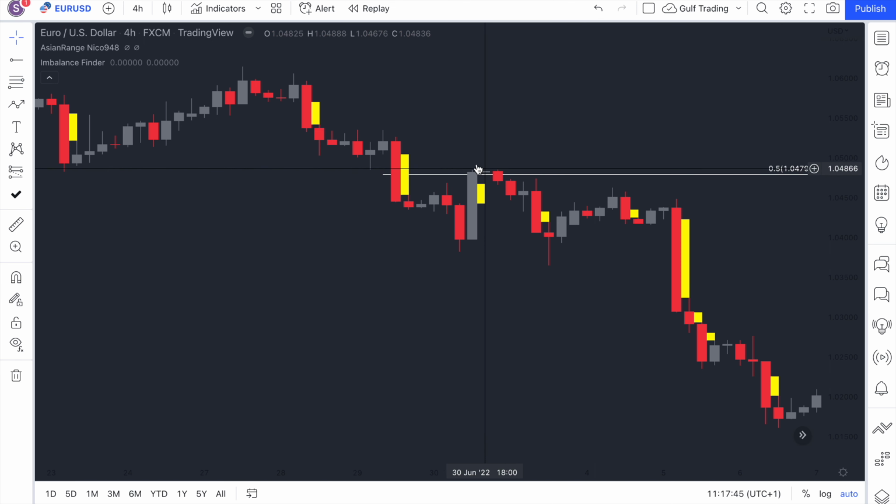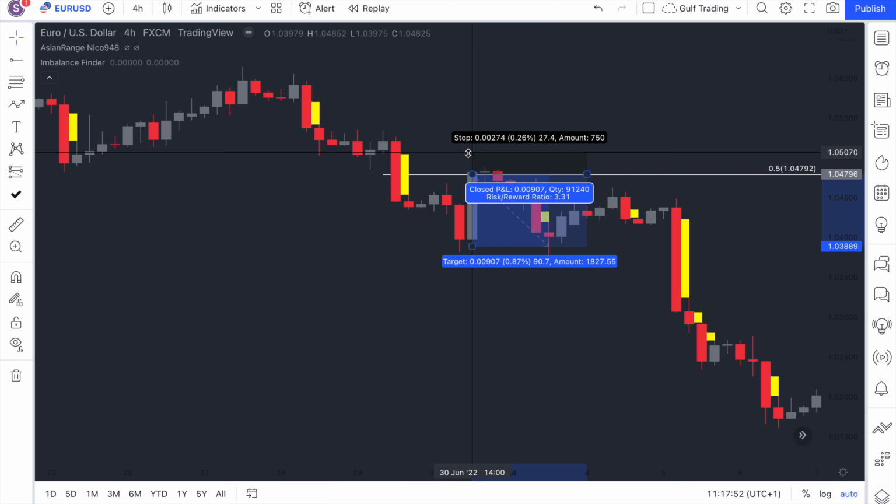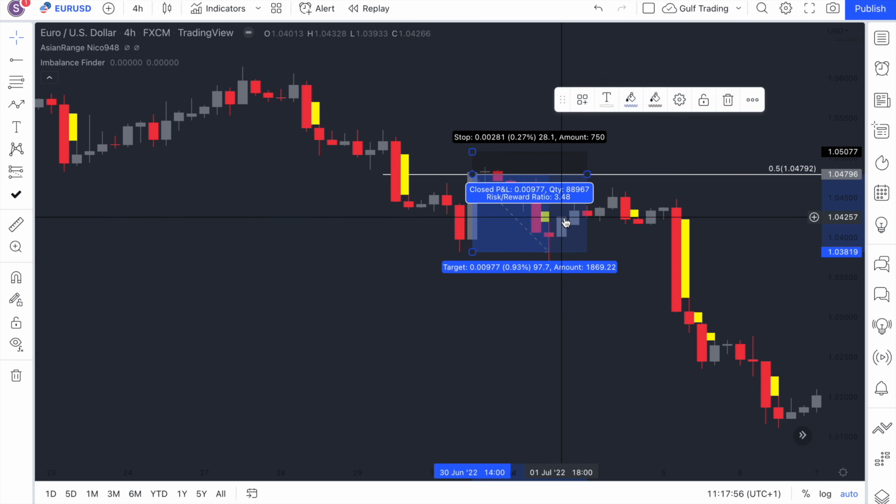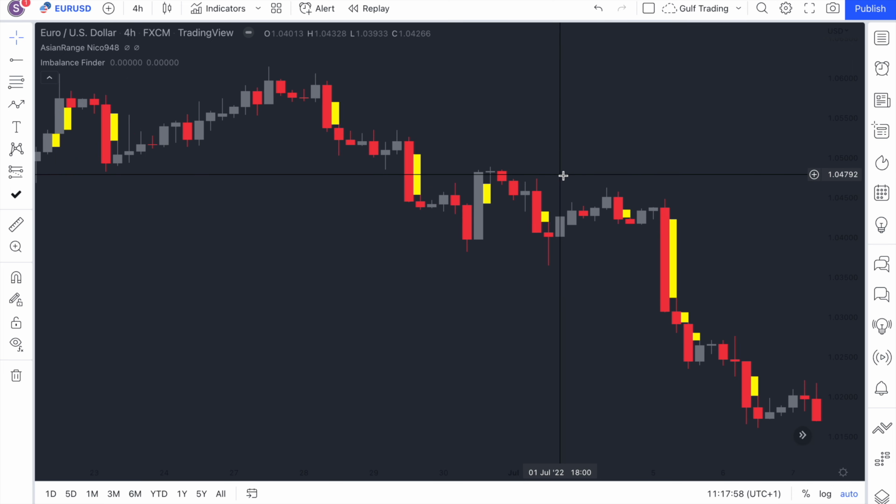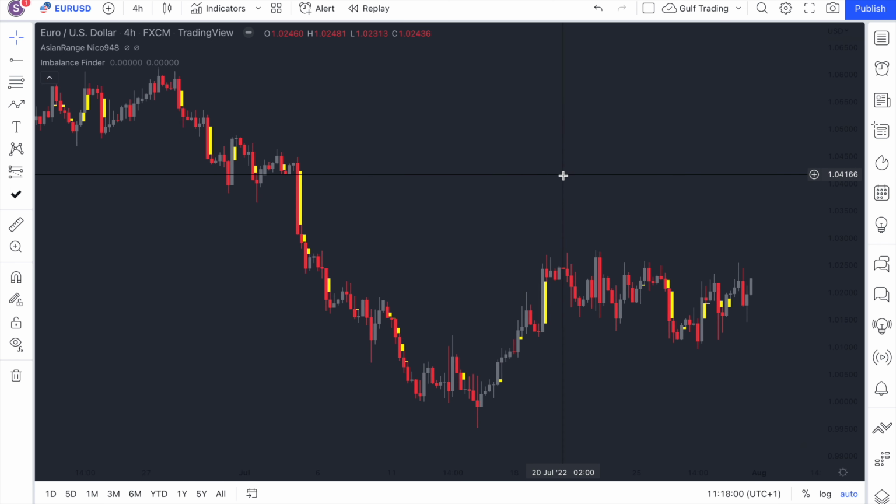Again at 50%, stop loss above there, target the low. That's another nice trade. We'll see what the risk reward was for that one. About 1 to 3.5. So you just need to create your rules, backtest it, see what works, see what doesn't.